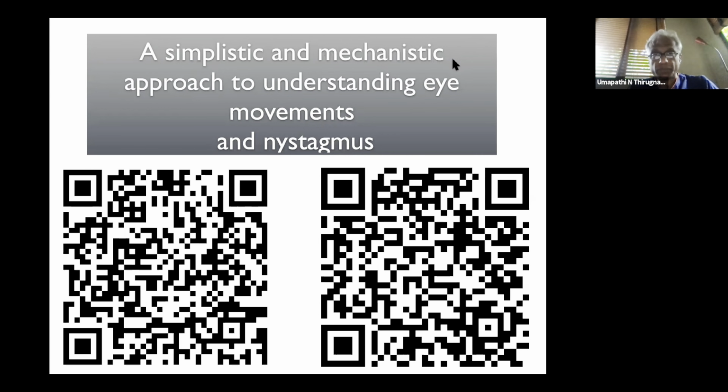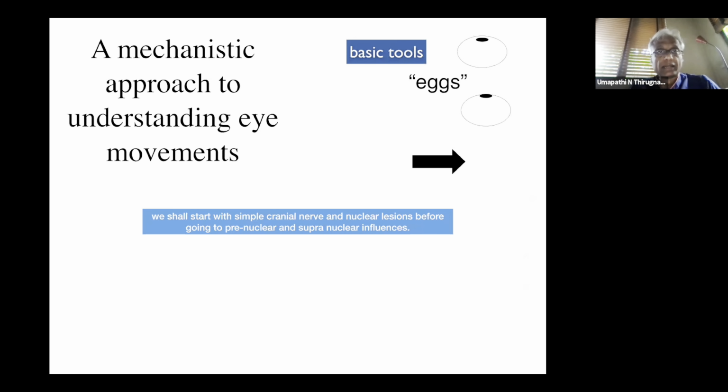Understand eye movements in a simple and logistical manner. For that, we are basically going to use a very simple approach. The basic tools we're going to use are 2x and this arrow. So with just these two tools, the X and this spatula, we should be able to figure out how to sort out eye movements.